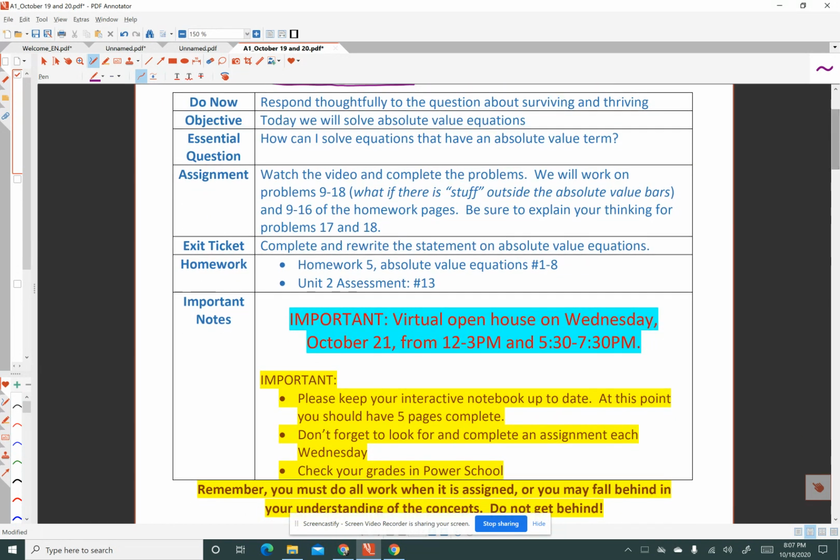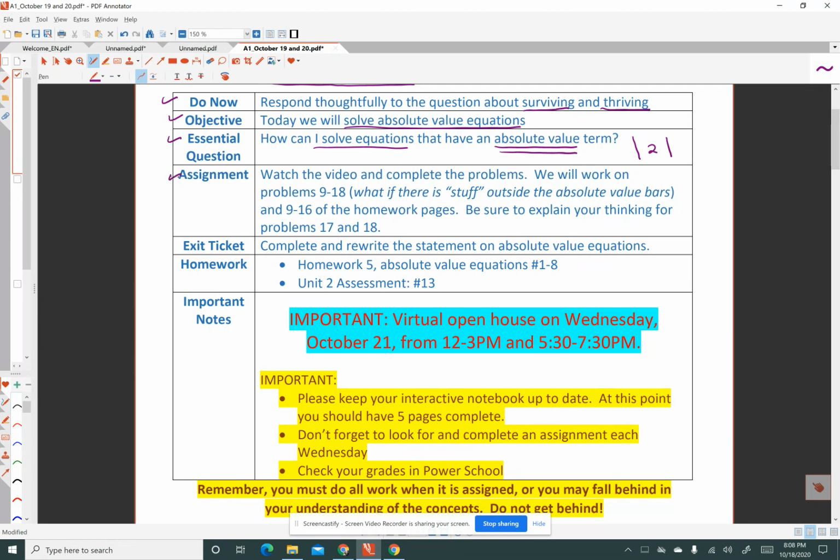So let's think about what we're going to talk about. We have a do now where we probably already have had a discussion about the difference between surviving an event and thriving in the world. We will learn today how to solve absolute value equations. Our essential question is, how can I solve equations that have an absolute value term in them? We remember absolute value is the term that is within absolute value bars. It looks sort of like football goalposts, some people say.